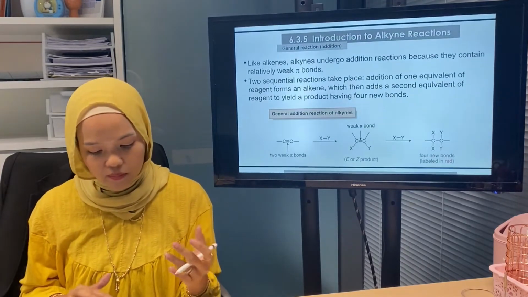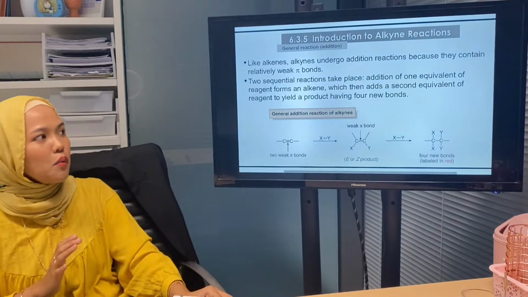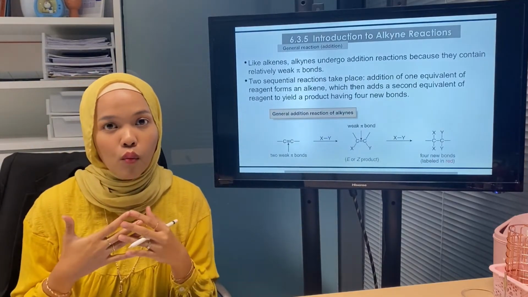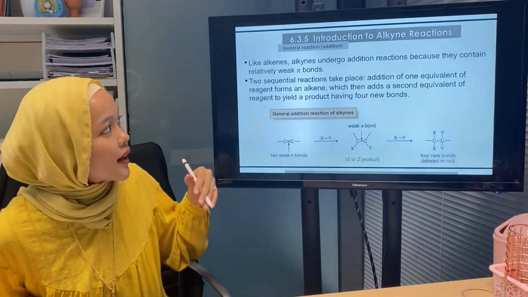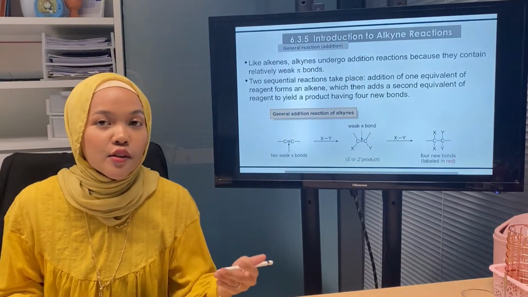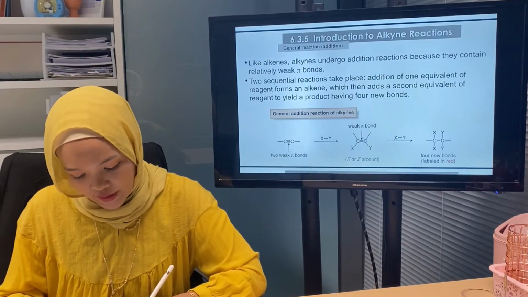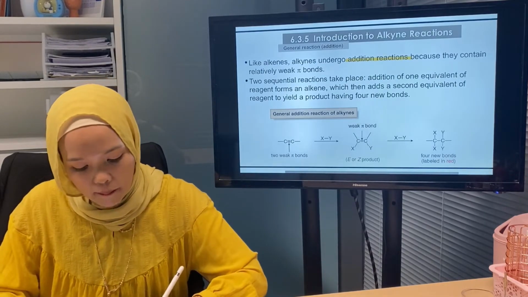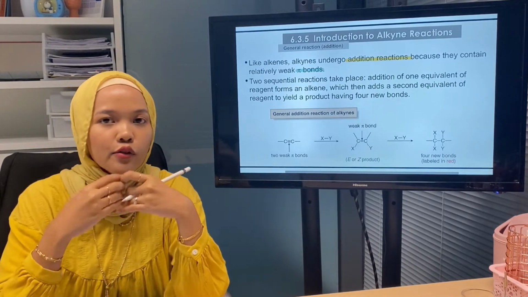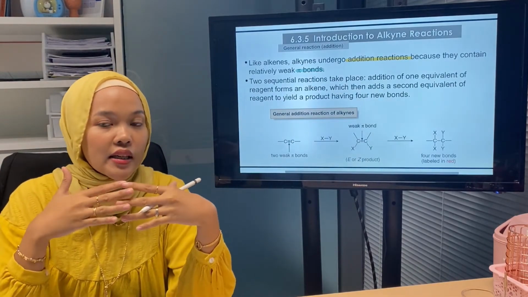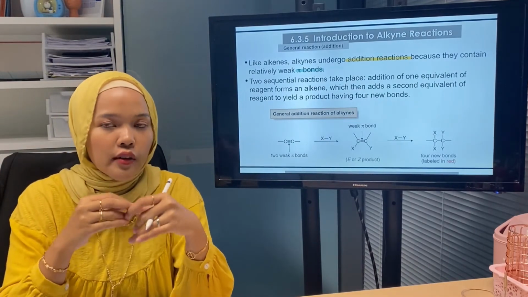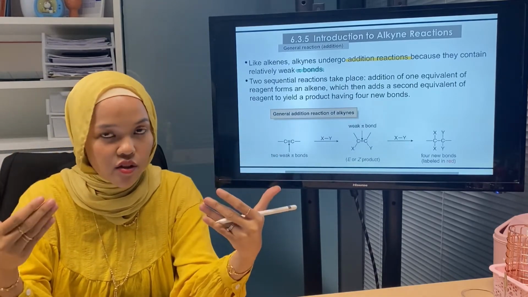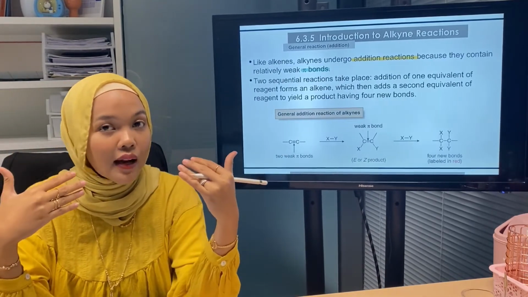So generally, alkynes are going to be active for what kind of reaction? Alkynes are going to be active for addition reaction. Why? Because they contain a pi bond. For your information, a pi bond easily breaks, so they will tend to break and undergo addition reaction. This is a similar concept to alkenes.